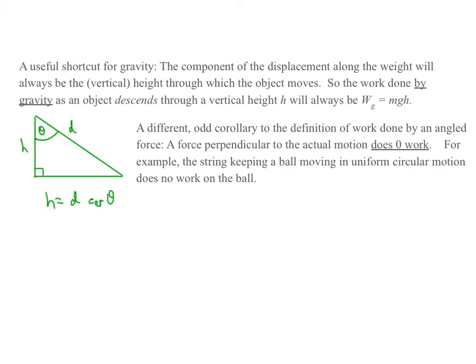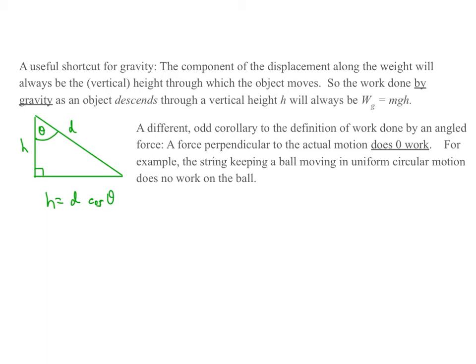There is a useful shortcut for gravity. The component of displacement along the way will always be the vertical height through which the object moves. So the work done by gravity as an object descends will always be mgh, right? No matter what you do here, the combination of d cos theta will always be that height. So we can just use a shortcut there and not have to actually do any geometry. Gravity only knows about the vertical motion, and so only the vertical motion influences it. That can be useful, and later on will be tremendously impactful for us.